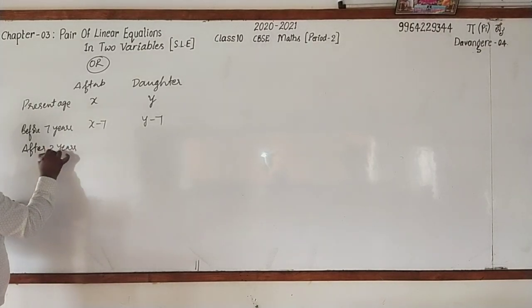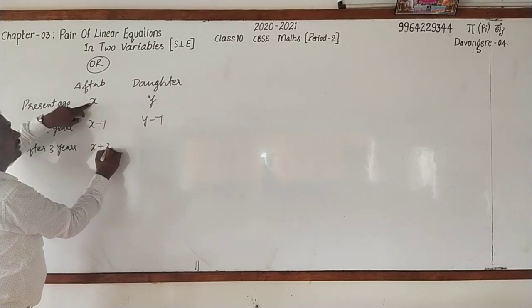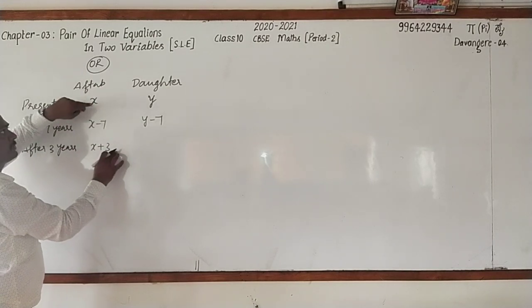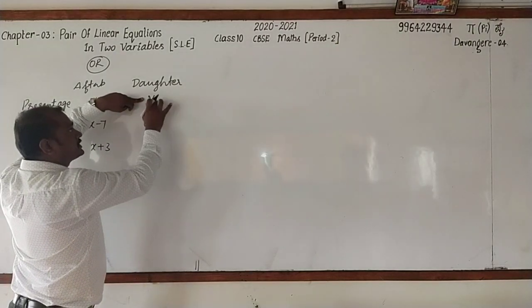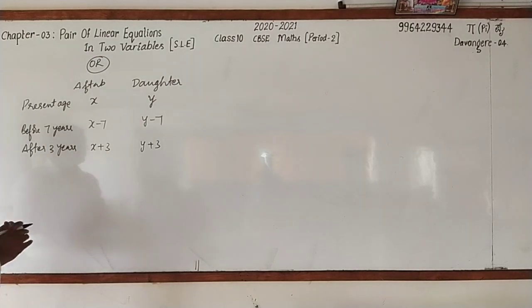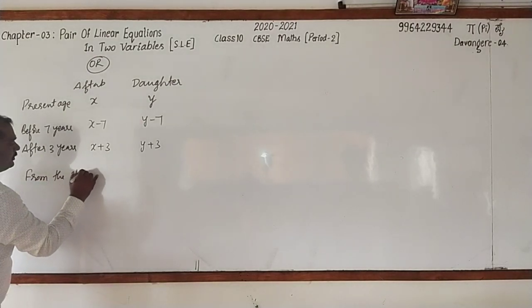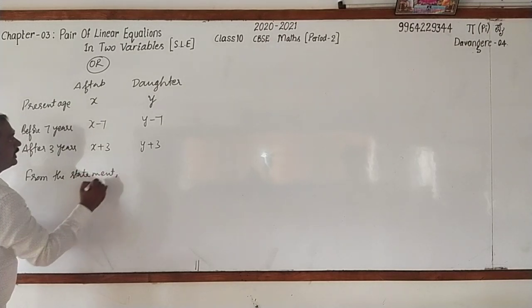Then after 3 years, Aftab's age will be x plus 3. Present age x, after 3 years x plus 3. The daughter's present age is y. After 3 years, it will be y plus 3. Now, from the statement, we can write like this.